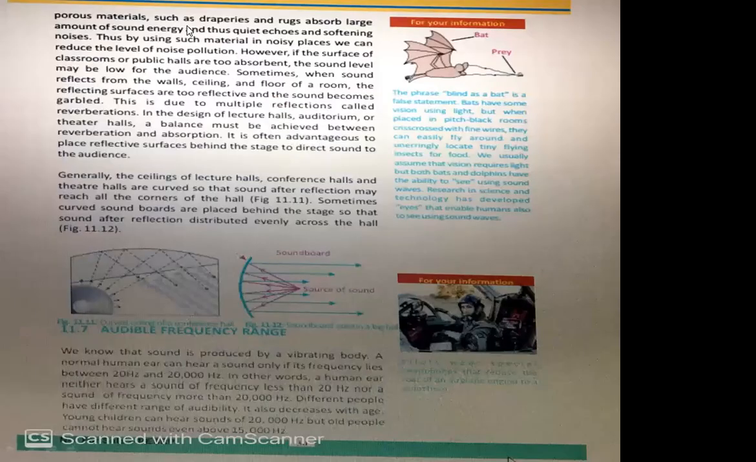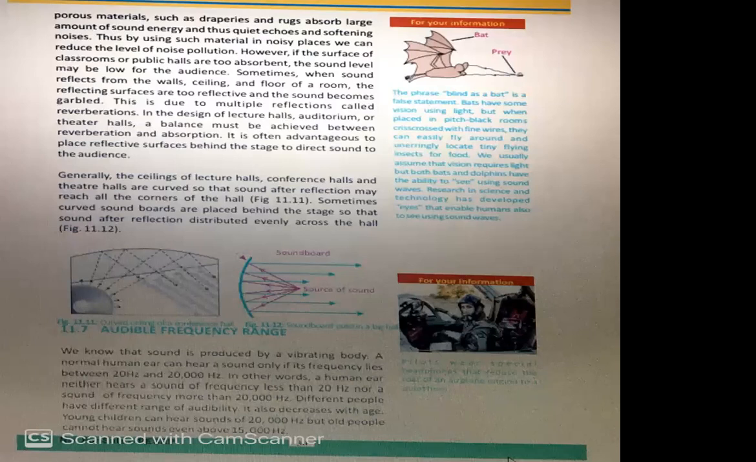Now, materials such as draperies and rugs absorb a large amount of sound energy and thus quiet echoes and soften noise. You know, in your home, when you place rugs or carpet in a room, you know why you place them? Because less noise is produced. If you have a bare floor, then more noise is produced. But if something falls down on the rug or carpet, you feel less noise.